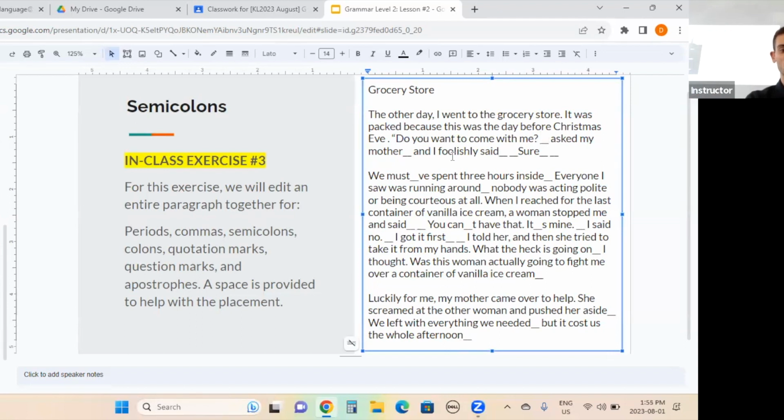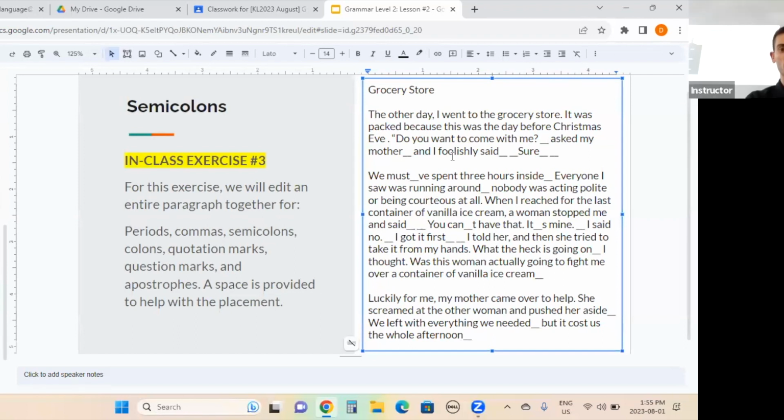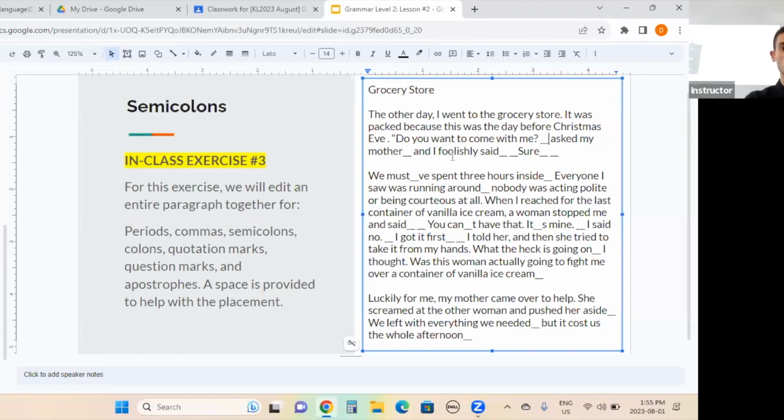Sorry, guys. I want to make sure everyone is involved. Right where my cursor is, Martin? What are we going to put there? This is a line of dialogue. "Do you want to come with me?" asked my mother. I don't really know how to say it. It's like the two lines at the top. Yeah, the quotation mark. Perfect.